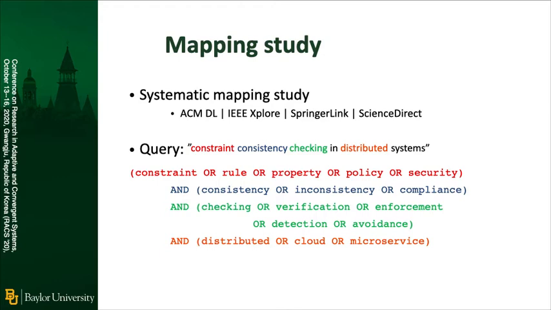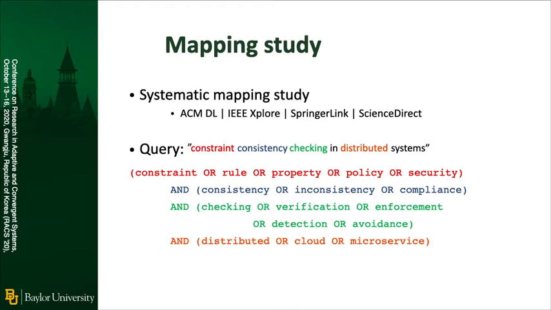We cannot go into an indefinite number because, for instance, ScienceDirect has a limitation on how many keywords we could use. So as an alternative to constraint, we could also say rule, property, policy, or security, simply because we believe security is one of the most important things. For consistency, it could also be inconsistency or compliance.